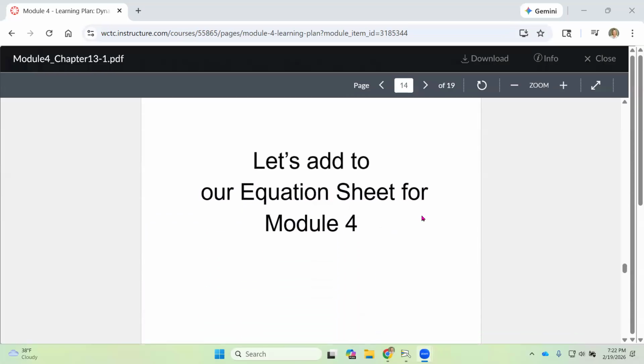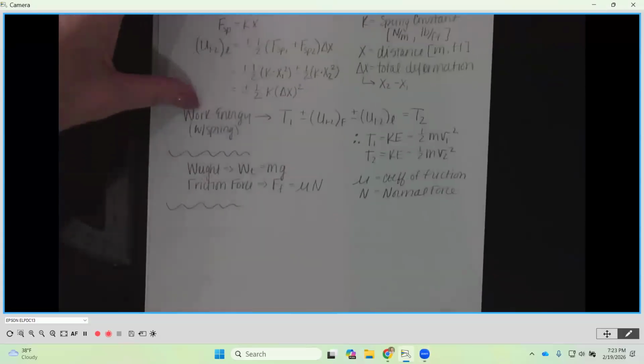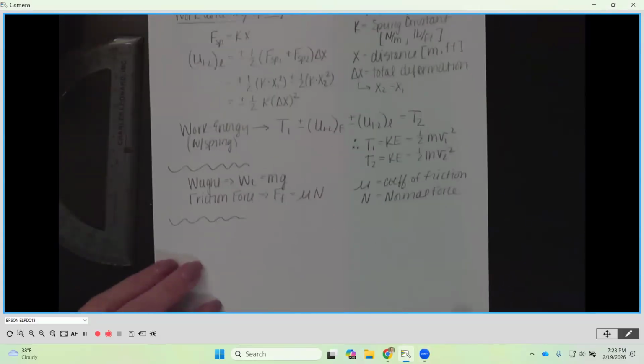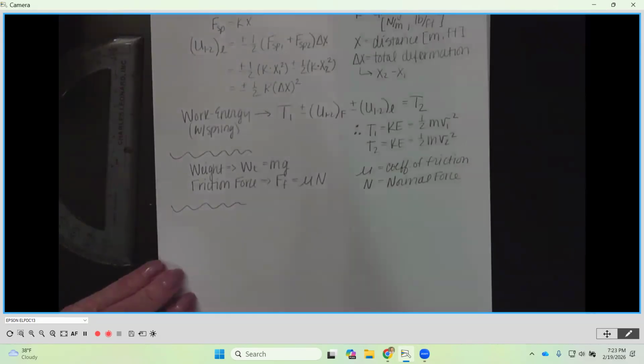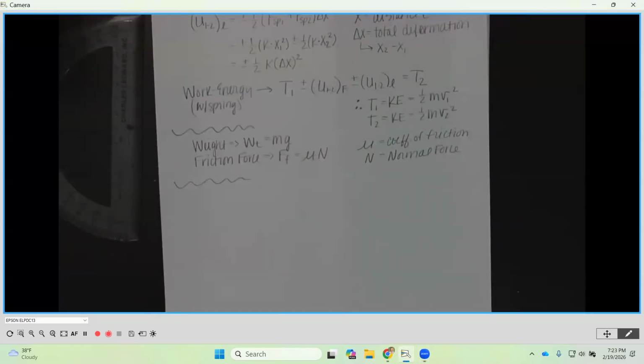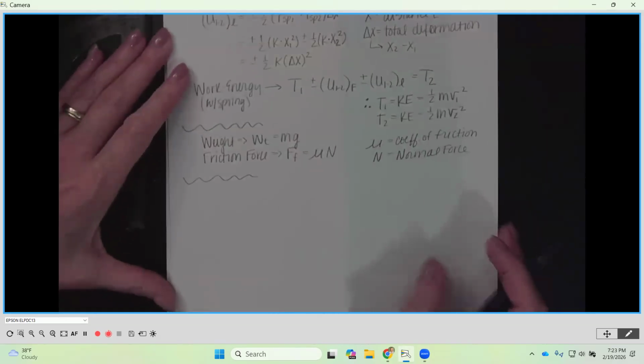So let's go ahead and finish up our equation sheet with the concepts that we just talked about, and then maybe a couple more as we go along. And then we'll get into our next problem. So I'm going to go back underneath my camera. Okay. And you're going to notice that we're going to continue on below our weight and friction. And what we're going to add here is going to be the conservation of energy.